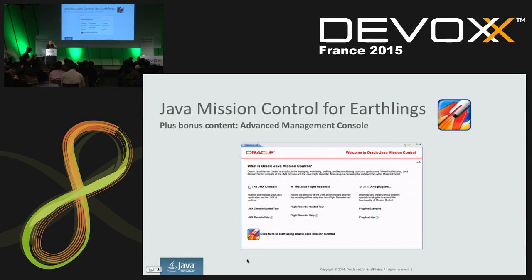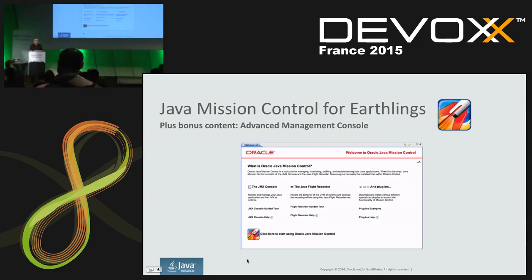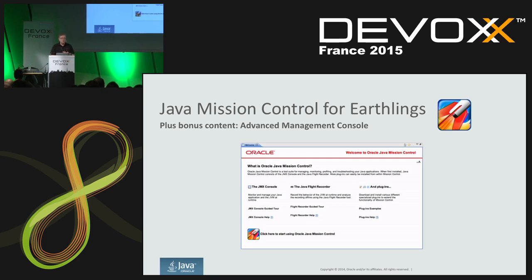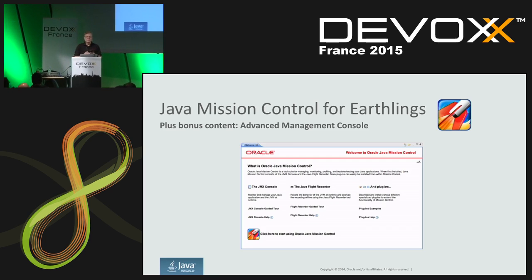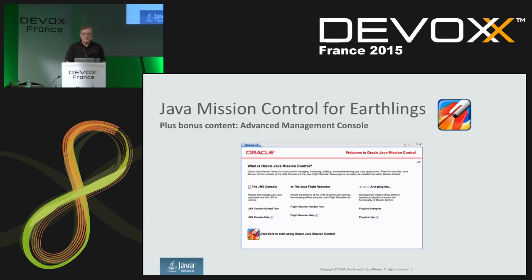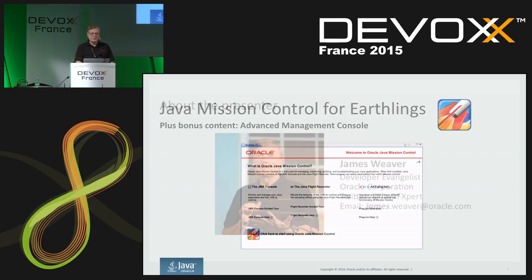So the title of my talk is Java Mission Control for Earthlings, and part of Java Mission Control is actually part of SE Advanced. And SE Advanced is a suite of tools that are on top of Java SE. One of them, the main one, is Java Mission Control, but then another very prevalent one is called Advanced Management Console. And if we have time, I'll go ahead and talk about Advanced Management Console as well.